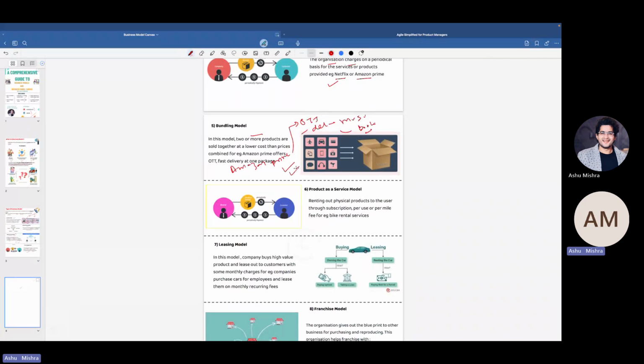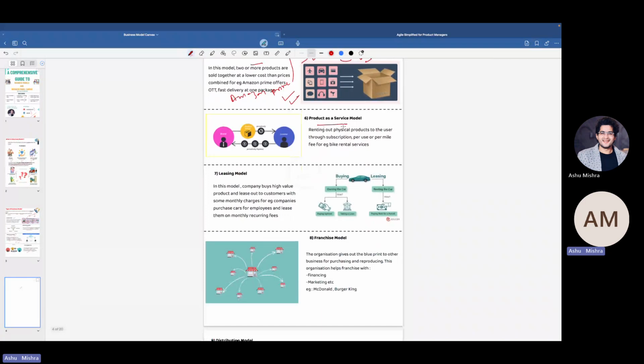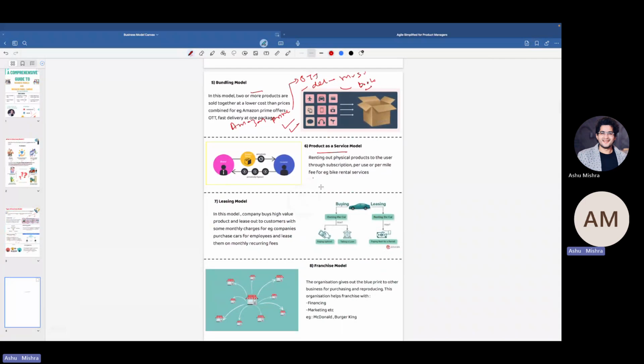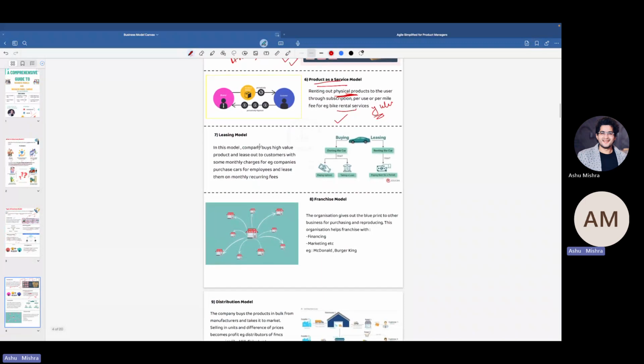Now, jumping on to the sixth one, which is the product as a service model. Now, we saw that in the fee for service model, we were renting out our intangible or tangible goods. However, in product as a service, we are only lending out physical products. For example, bike rental services such as Yulu are doing the very same thing, charging us on a per mile basis, right?